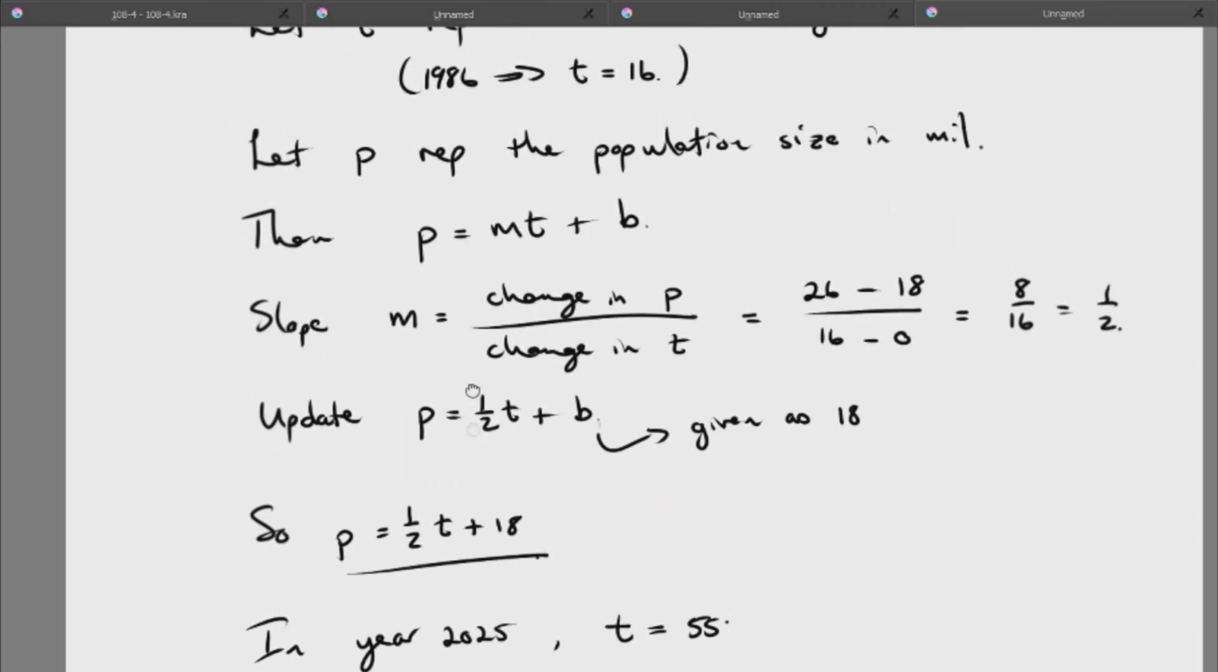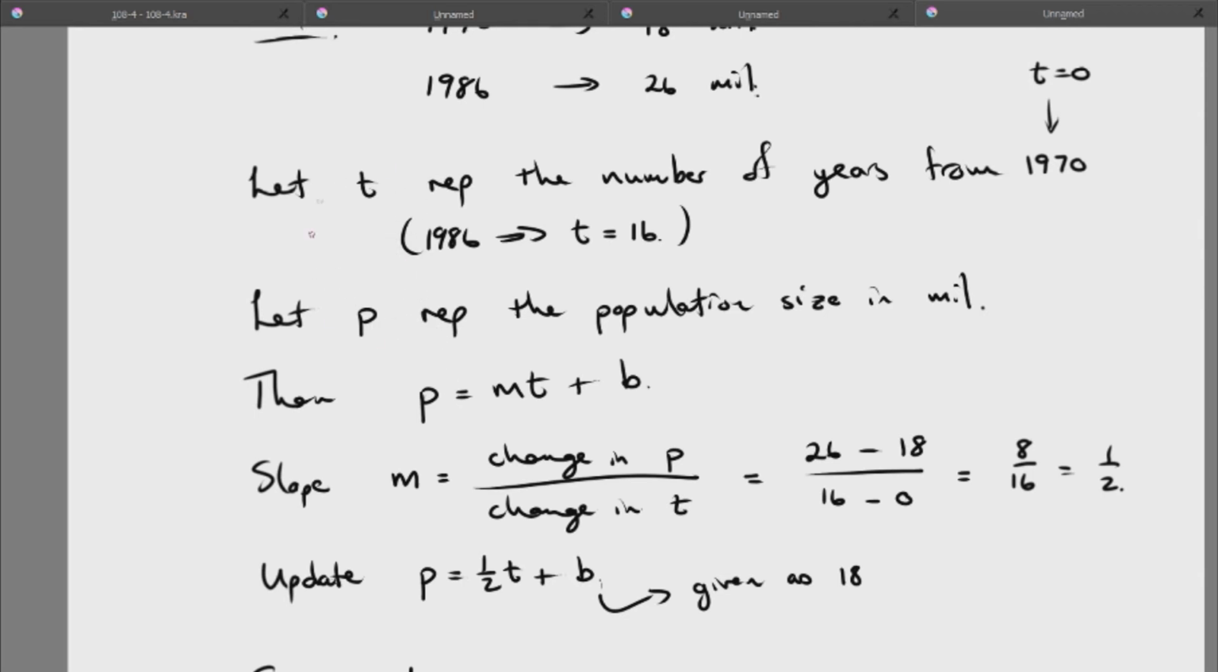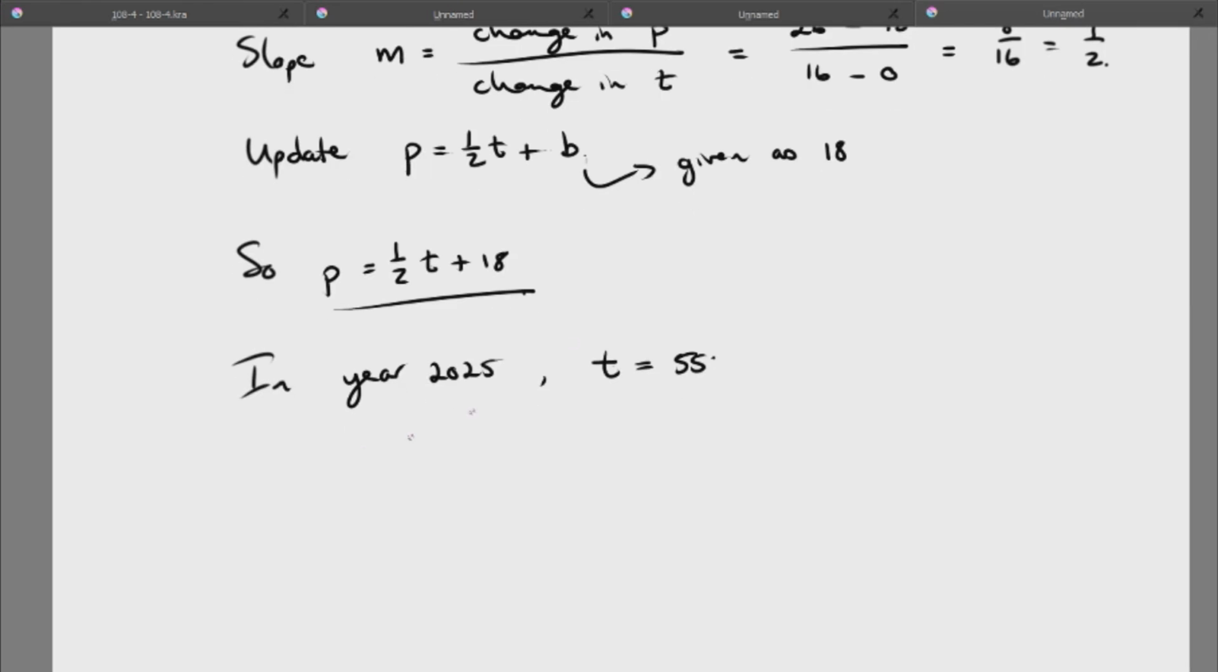So I always have to go back and work with how the variables are defined. Sometimes that's done for me. Sometimes I have a choice, but you have to stick with that regardless. So then the p-value, I plug it in. Oops, no, plus 18. Decimal number is fine. What do I get? Half of 55, 27.5, plus 18.